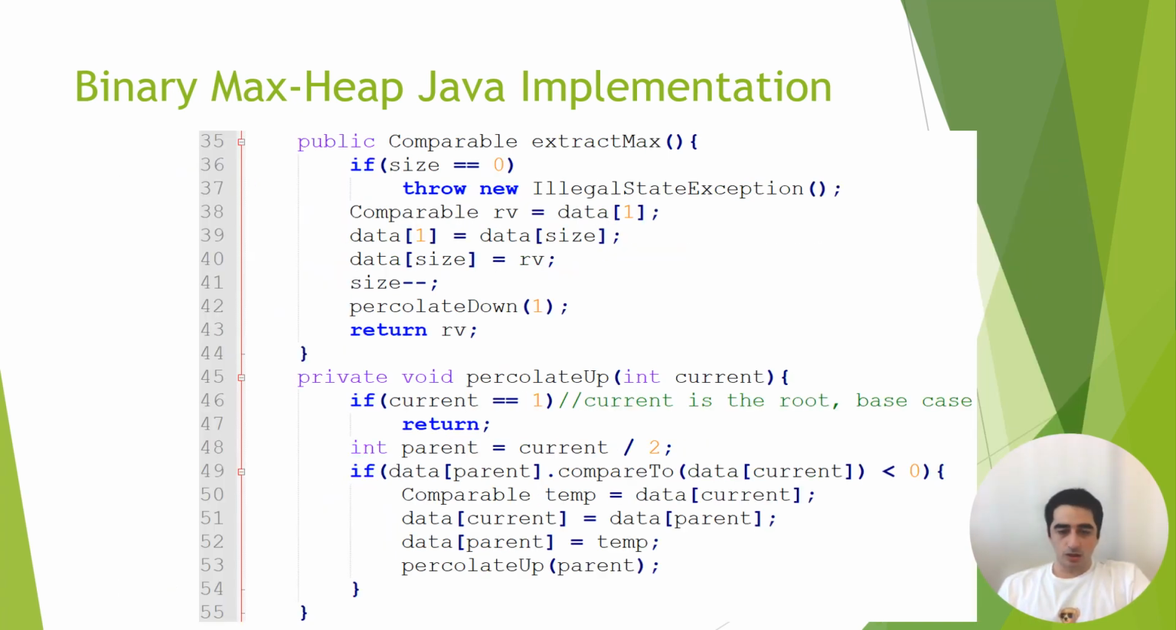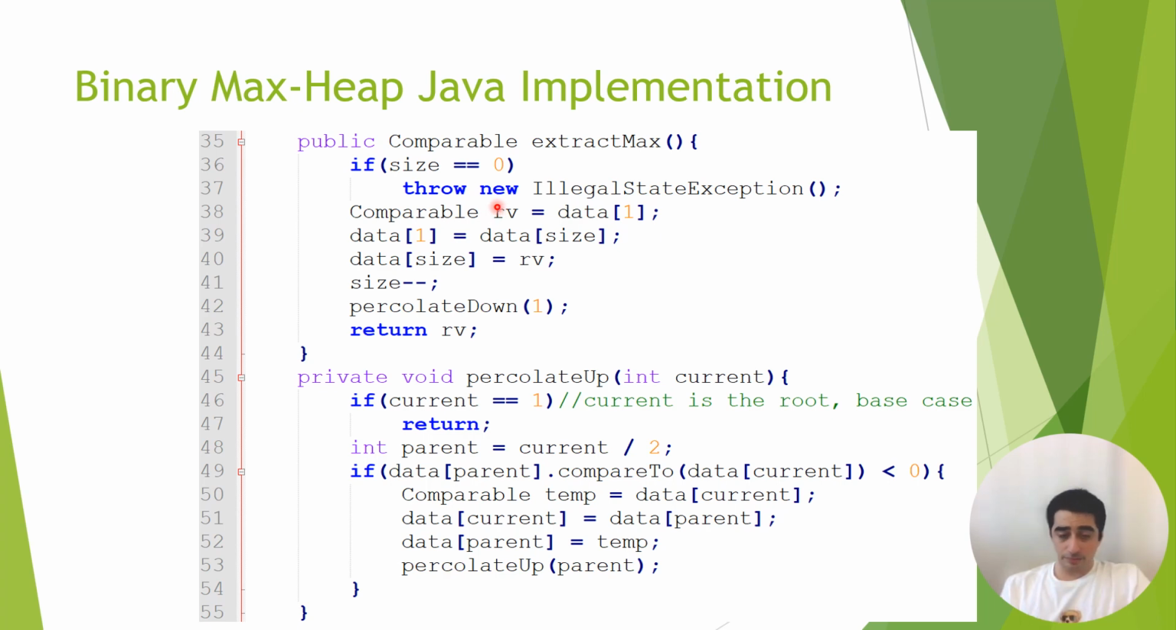The next operation is called extract max or extract root. Because I'm going to implement a max heap using Java, I just need to do extract max. As you see, if the size is 0, we're going to throw an exception. You can call this an illegal state exception, underflow exception, overflow exception, whatever type of exception you want to throw, that's fine. You cannot delete an element from an empty heap. That's why we have this condition first.